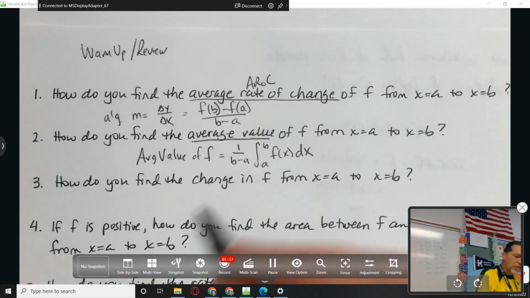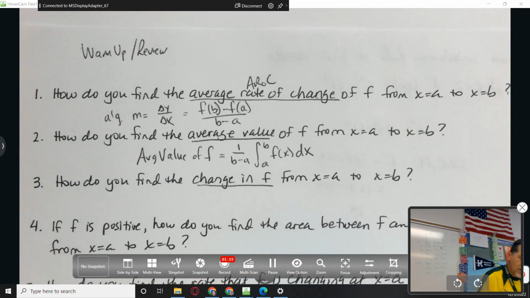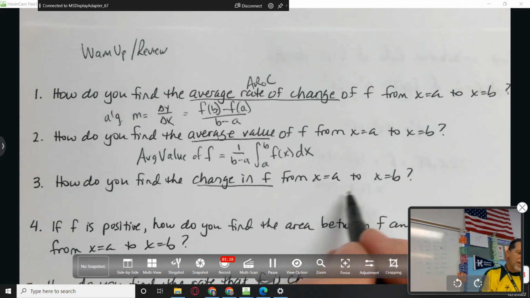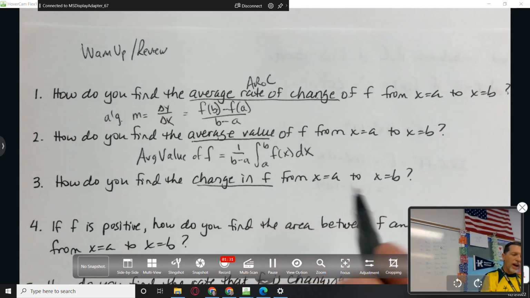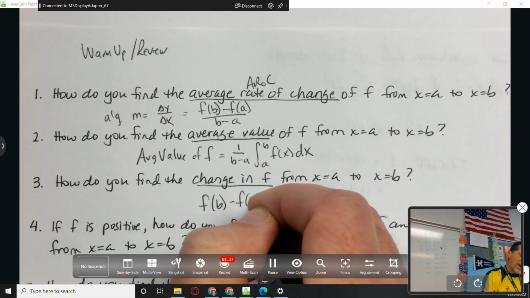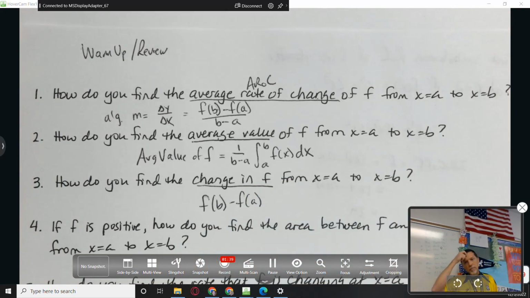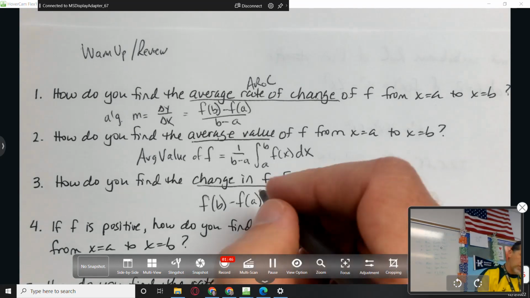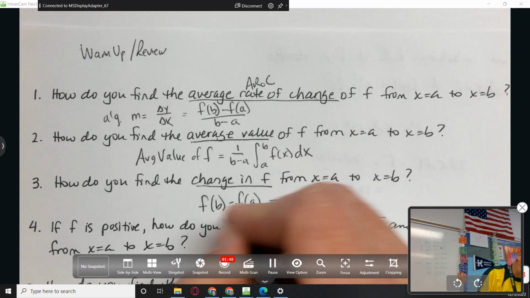How do you find the change in f from x equal a to x equal b? Not the derivative, because that would be the instantaneous change at some spot, but just how much does f change by? This is actually easier than any of the others. It's just f of b minus f of a. Yes, exactly, f of b minus f of a. So that's what it asks for.